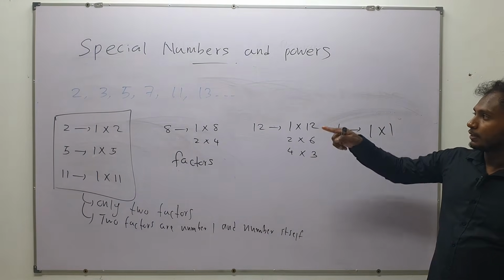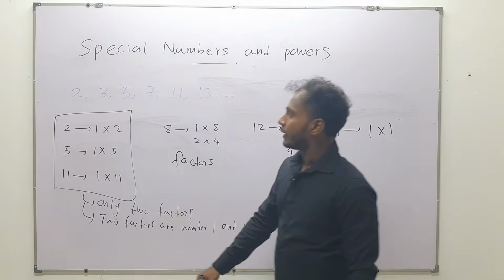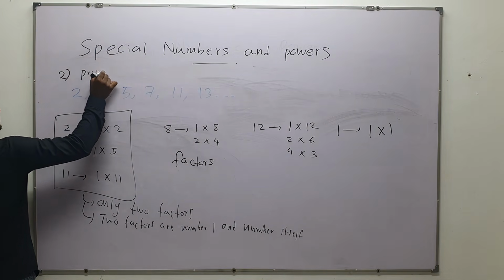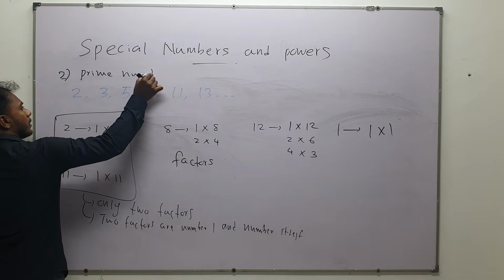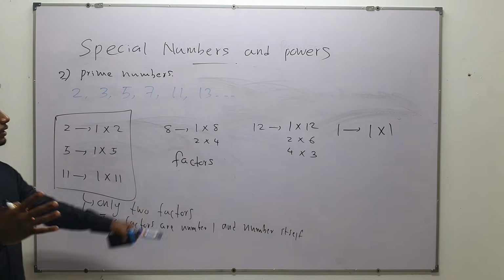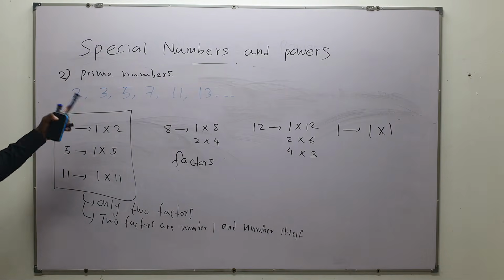All right, so these are the prime numbers. Oh, I have not written the topic here. So these are the prime numbers. Okay, so that is the second type of special numbers we are talking about. You can write this.